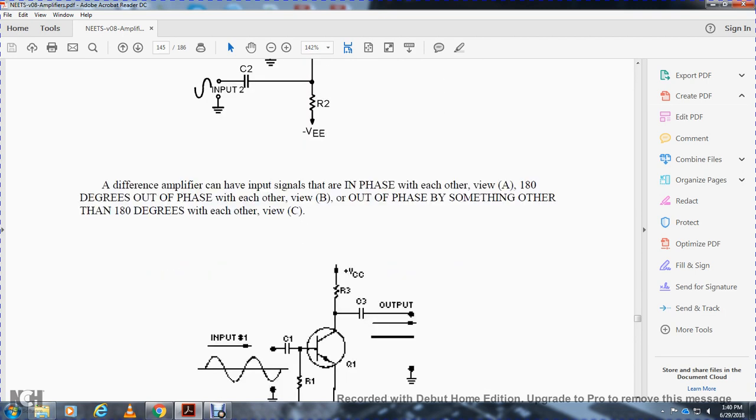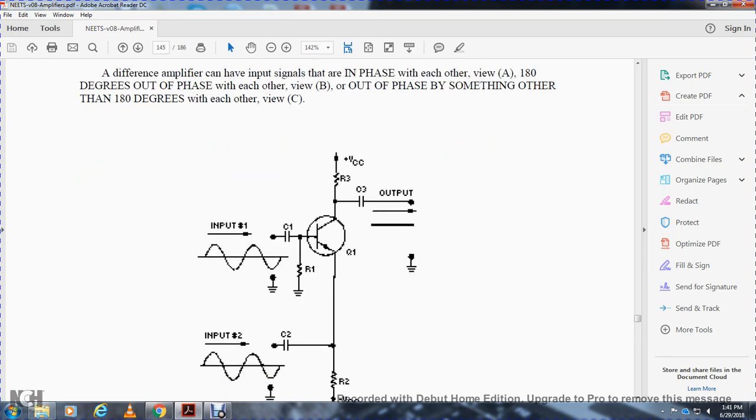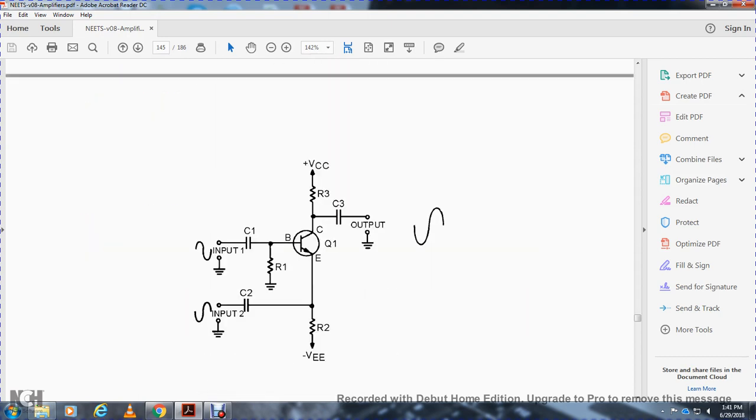A difference amplifier with the input signals in phase with each other, view A; 180 degrees out of phase with each other, view B; and out of phase with something other than 180 degrees from each other. Input signal 1, input signal 2, T1, resistor 1, T2, input 2, capacitor 2, resistor 2, emitter and base, and then collector, resistor 3, and output.